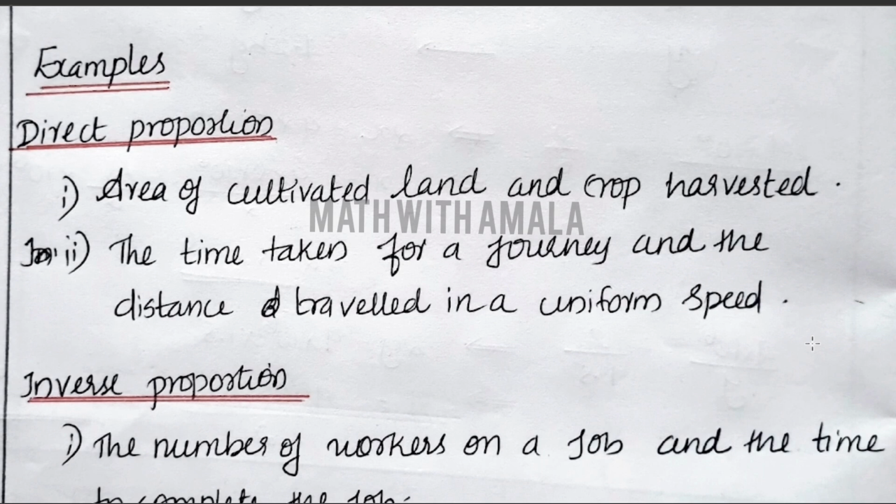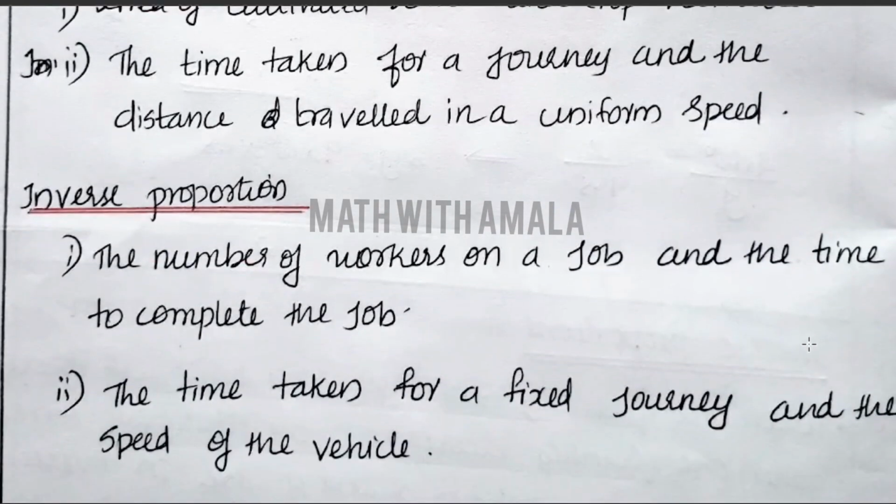The next example, the time taken for a journey and the distance traveled at a uniform speed. Yes, according to the time taken for the journey and the distance, if the time goes up, the distance will be increasing, it will not decrease. When the time increases, the distance also increases, and it is at a uniform speed, which is already given.